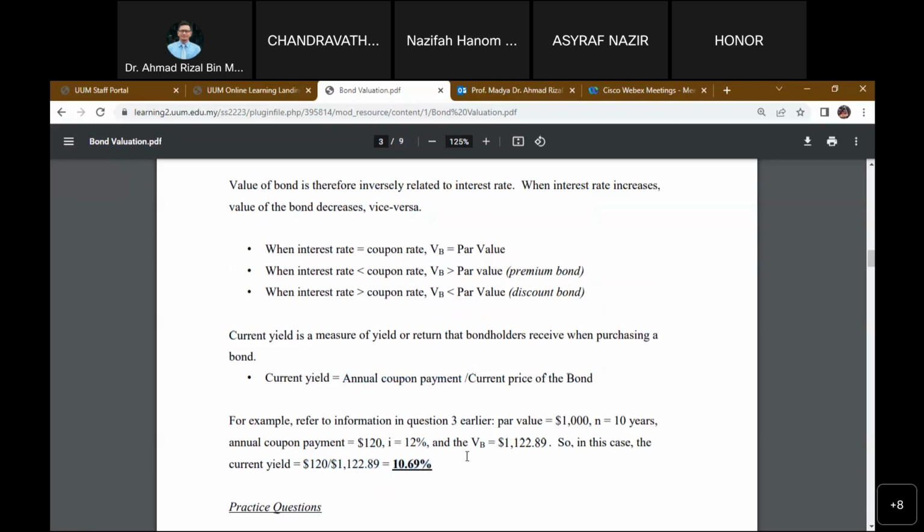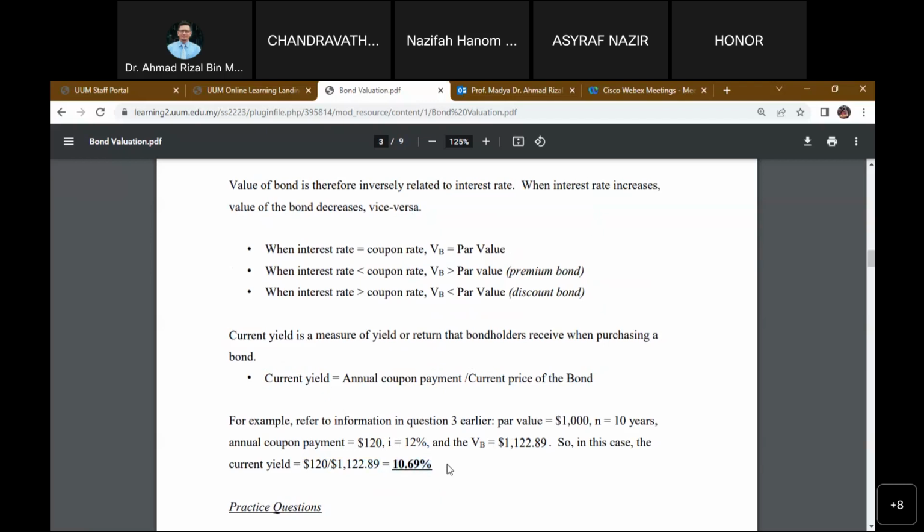So what does this entail? This shows, based on how much coupon you get every year, which is $120, and how much you pay for that bond, 1122.89, what your current yield is. Current here means you measure it at any point in time. Every year you will get 120. So this year you will get 120. How much did you pay for the bond? 1122. So your yield would be 10.69.